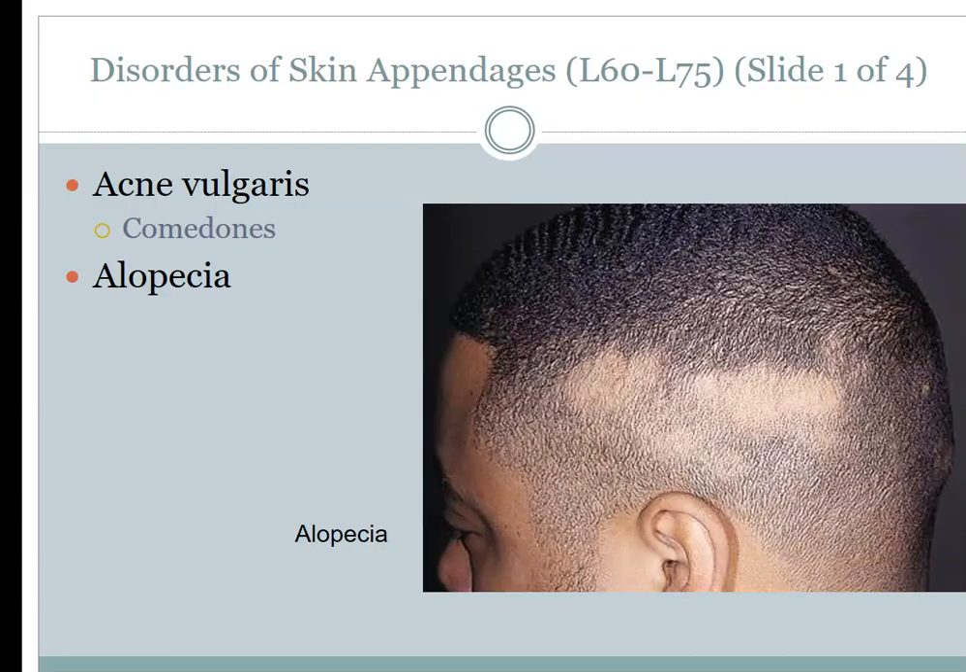Disorders of skin appendages. Acne vulgaris is an inflammatory disease of the sebaceous glands. These lesions are papules, pustules, inflamed nodules, or comedones. A comedo is a plug of sebum that partially blocks a pore. Open comedones are blackheads, while closed comedones are whiteheads.